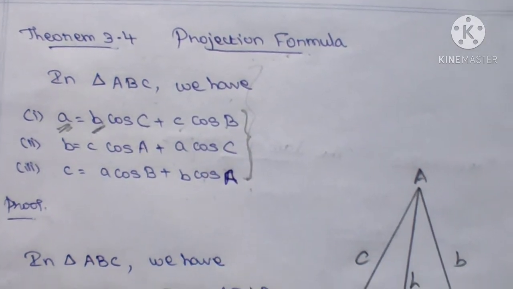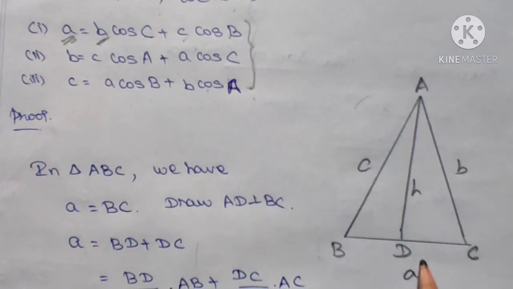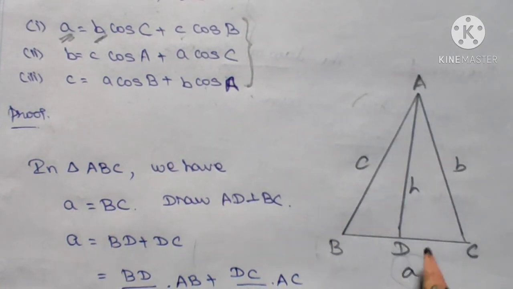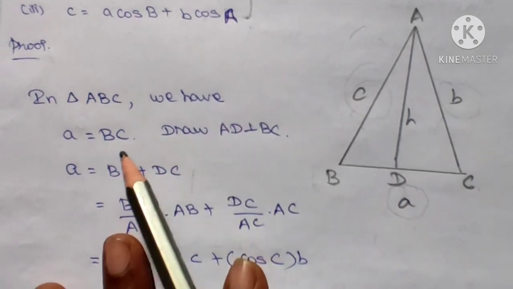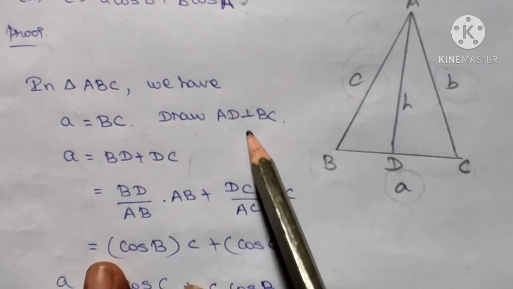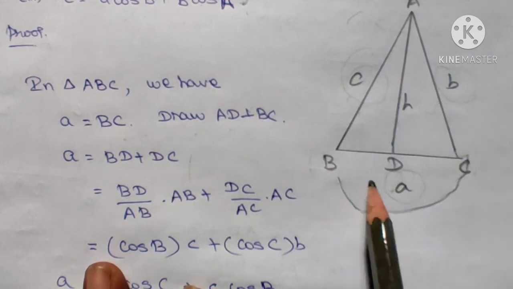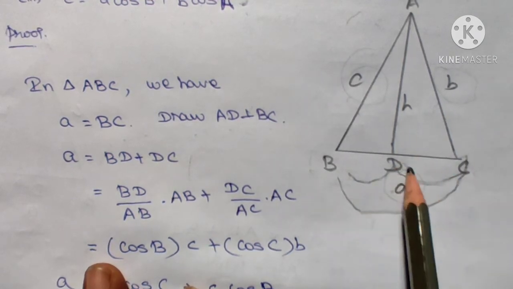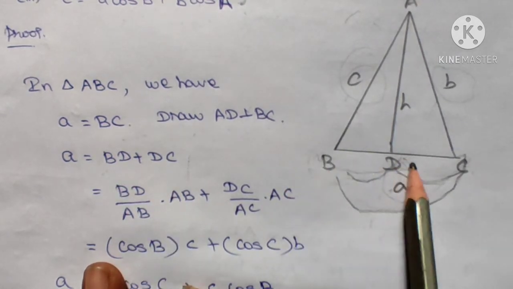Okay, so listen to the proof. We consider the triangle ABC, AD perpendicular to BC, and take the height as h, and A opposite take small a, B opposite take small b, and C opposite take small c. So in triangle ABC we have a is equal to BC. Draw AD perpendicular to BC. So a is equal to BC. BC is equal to BD plus DC. So a is equal to BD plus DC.